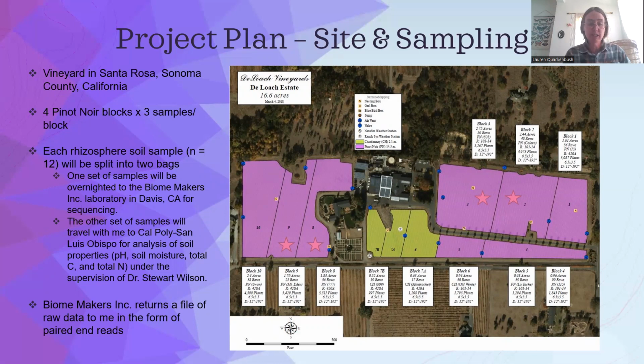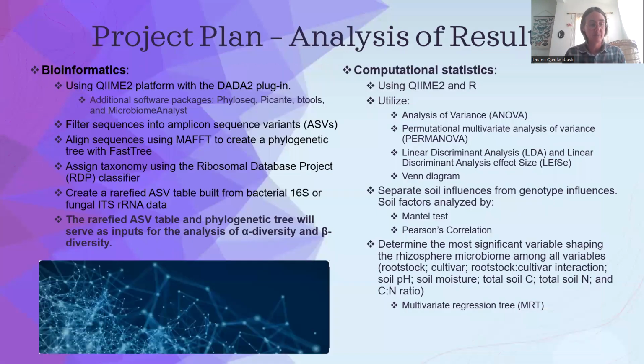Each sample will be split into 2 bags, and one set of samples will be overnighted to Biome Makers Inc. in Davis, California for gene sequencing, while the other set of samples will travel with me to Cal Poly State University, San Luis Obispo, where I will perform soil chemical analysis at their lab under the supervision of Dr. Stuart Wilson. The sequencing results from Biome Makers will be sent to me as a file of paired end reads, which I can then use for bioinformatic analysis.